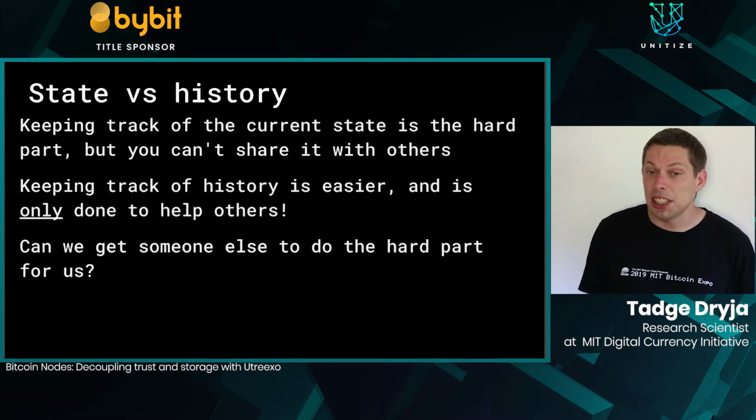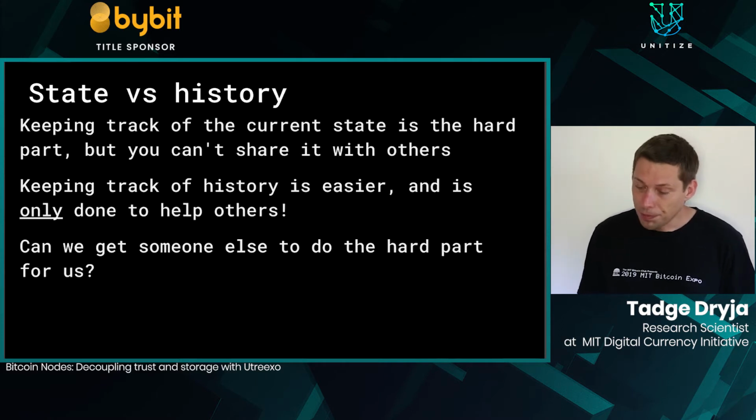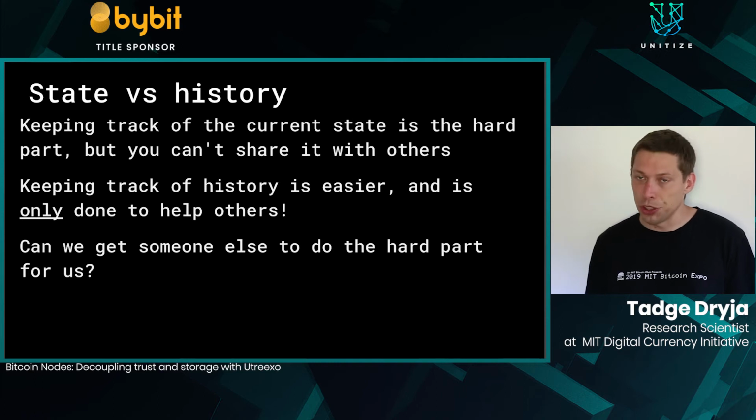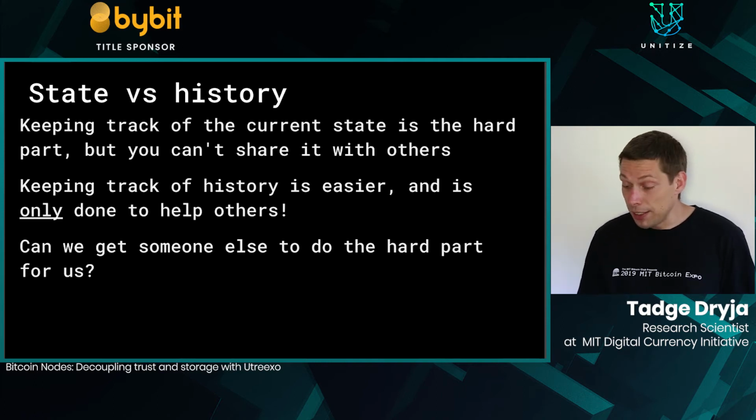So the blockchain itself is history. But you only need the blockchain to get to the current state of who owns what. And that's the chain state, or UTXO set. So keeping track of the current state is hard. And you can't directly share it with others.